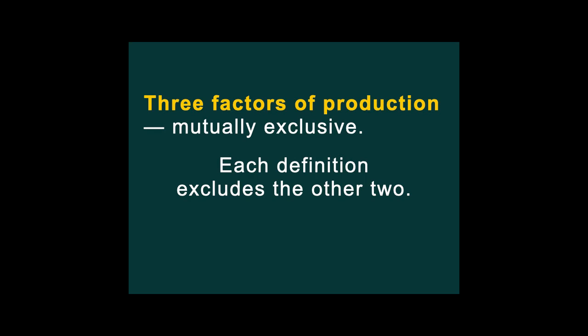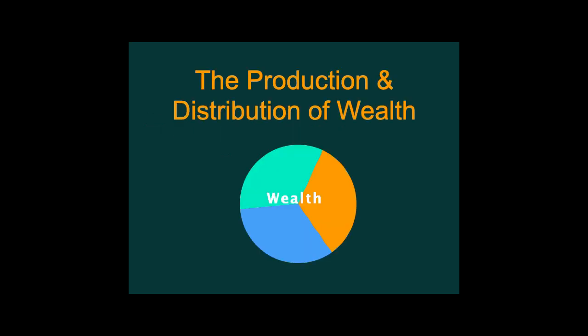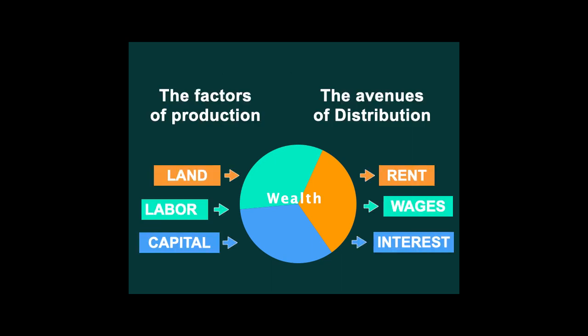Now, another way to kind of put this together is the production and distribution of wealth, and the factors of production, land, labor, and capital produce wealth. And the avenues of distribution are wages based on the law of wages, which we will get to eventually, and interest based on the law of interest. And whatever is left goes to the owner of land as the surplus, rent.